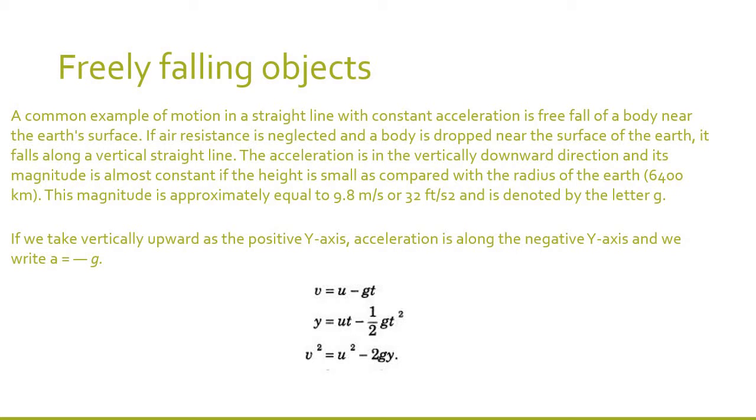If we take vertically upward as the positive y-axis, the acceleration is along the negative y-axis, and we write a equal to minus g. So the equations in the previous table become v equal to u minus gt, y equal to ut minus half gt square, v square equal to u square minus 2gy.